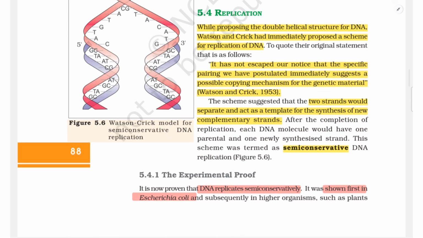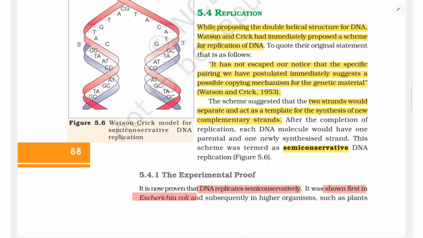5.4 Replication. While proposing the double helical structure of DNA, Watson and Crick had immediately proposed a scheme for replication of DNA. To quote their original statement, that is as follows: it has not escaped our notice that the specific pairing we have postulated immediately suggests a possible copying mechanism for the genetic material.